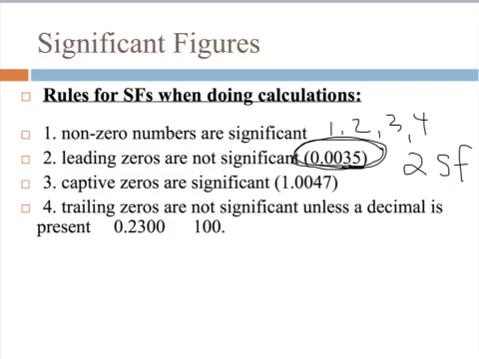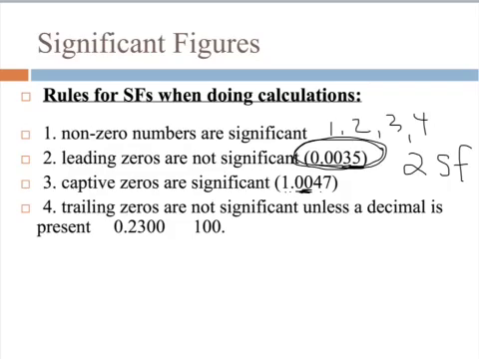Let's look at the third example. Captive zeros or trapped zeros are significant. If you notice, these zeros are trapped between 2 non-zero numbers. 1 and 4 are non-zero numbers. They have trapped the zeros between them. If a zero is trapped, as seen here, they are significant. Both of them are significant.